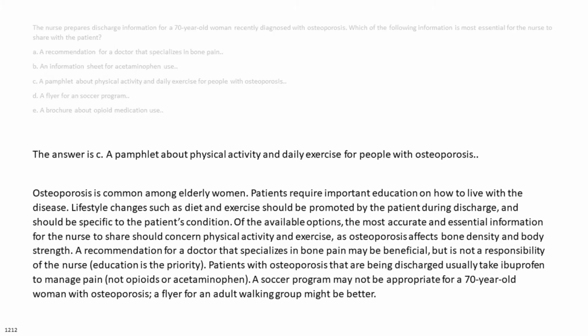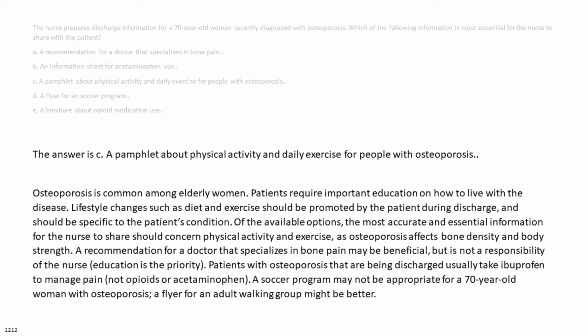The answer is C. A pamphlet about physical activity and daily exercise for people with osteoporosis. Osteoporosis is common among elderly women. Patients require important education on how to live with the disease. Lifestyle changes such as diet and exercise should be promoted by the patient during discharge, and should be specific to the patient's condition. Of the available options, the most accurate and essential information for the nurse to share should concern physical activity and exercise, as osteoporosis affects bone density and body strength.